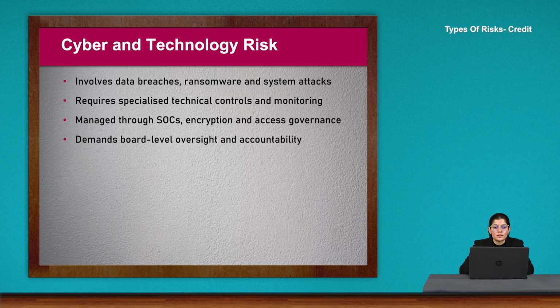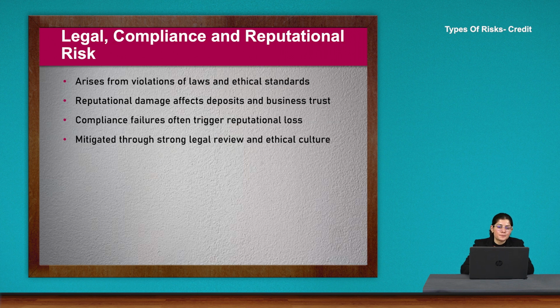Now, what are the controls in this case? So, layered security systems, continuous monitoring through security operation centers, encryption, access governance, vendor risk oversight, patch management, and penetration testing. Governance requires clear accountability, often through a chief information security officer and board level oversight. Let's move to another slide.